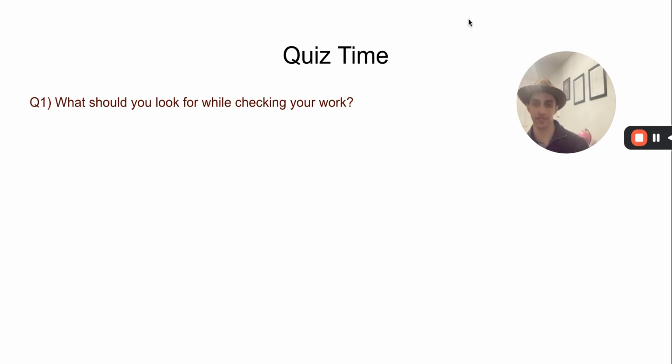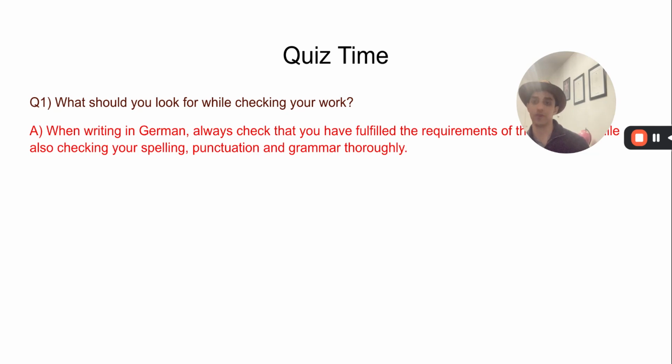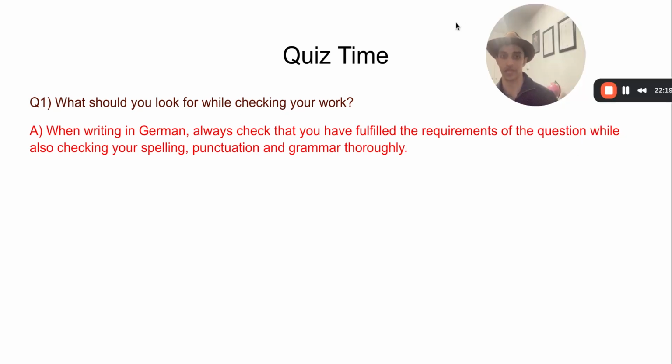Okay, now here comes the answer. So if you're writing in German, you must always check that you've, of course, fulfilled the requirements of any question, while also checking through your spelling, punctuation, and grammar thoroughly. German spelling, punctuation, and grammar, particularly the grammar side and word order, does tend to be tricky for many students. And for that reason, it's all the more important to check through your work carefully and to even set aside some time to do so in the writing paper for both your shorter and your longer writing tasks.